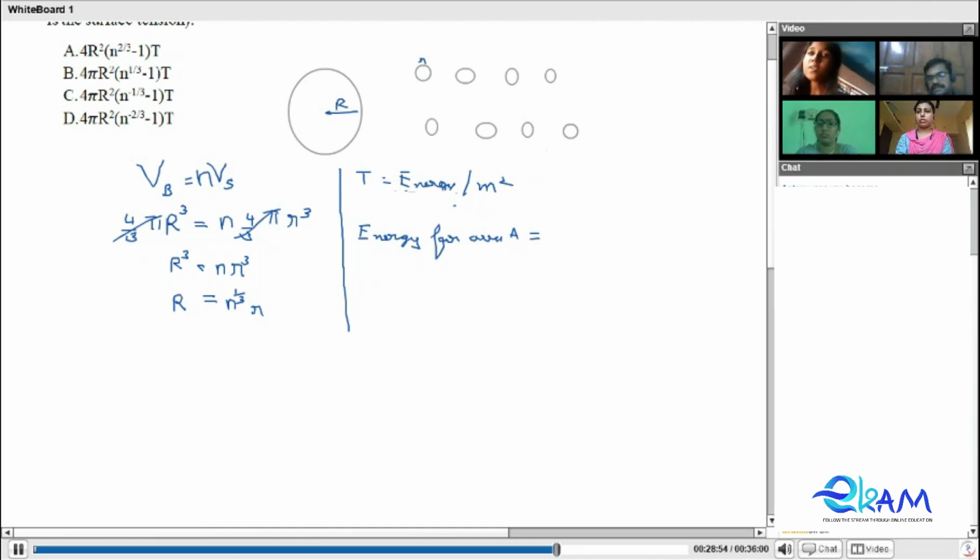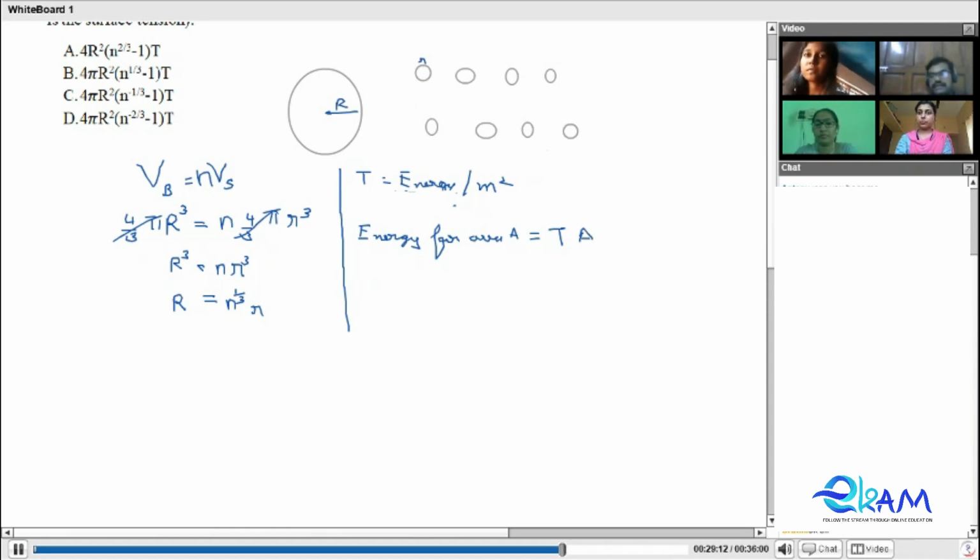Surface. Yes, that's right. Because surface tension is the energy for 1 meter square. Then if the area is A, the total energy is surface tension multiplied by that area. That is, surface tension multiplied by area will give you the energy for that area.